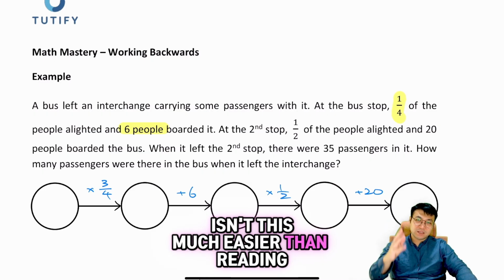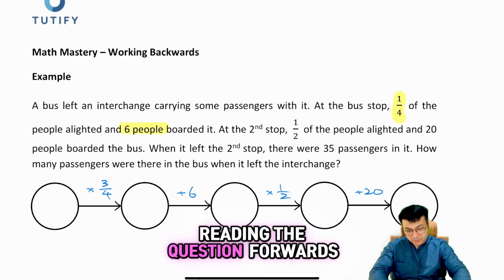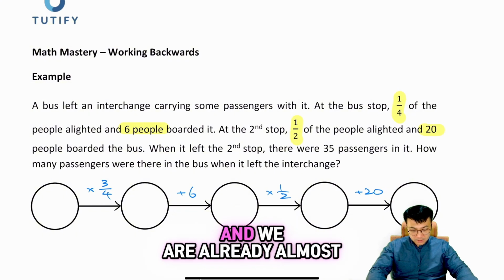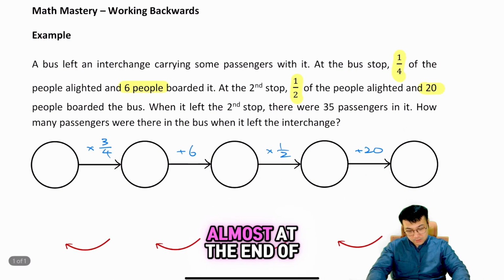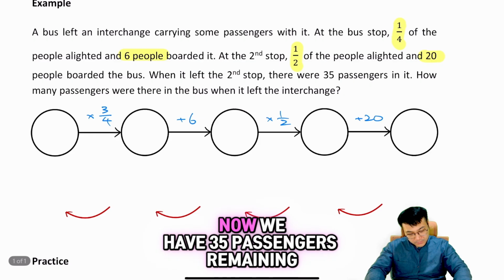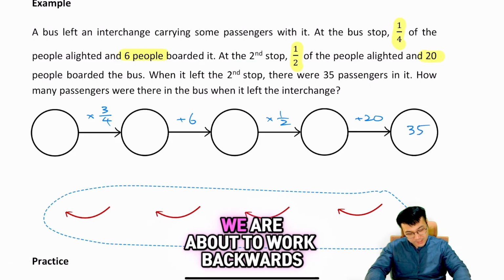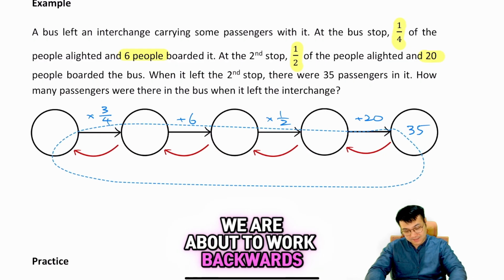Isn't this much easier than reading it backwards? Do you notice we are reading the question forwards? I'm just highlighting the numbers as we go along, right? And we're already almost at the end of the question, almost at the end of the solution. Now, we have 35 passengers remaining, and this is what the arrows are for. We are about to work backwards.